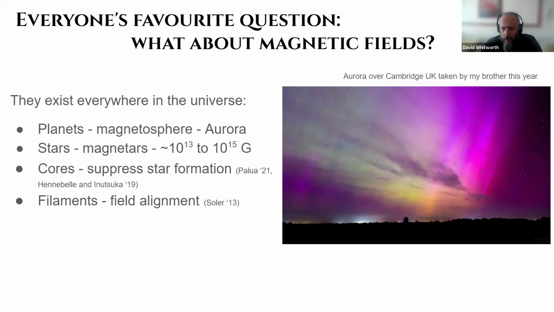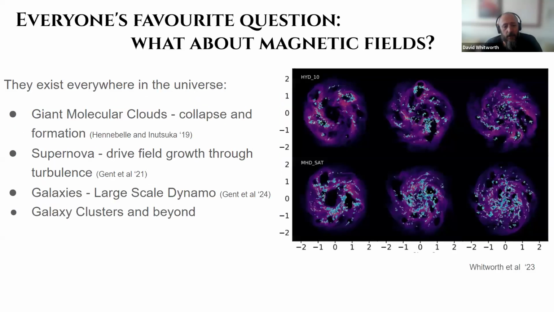But they exist everywhere in the universe. We've got planets, stars, cores, filaments. We get these amazing pictures from aurora that happen. And then from there, they go up to giant molecular clouds. We get supernova remnants, galaxies with the large-scale dynamo, clusters and beyond. So magnetic fields are ubiquitous. We find them everywhere. So it's important that we understand them and where they come from and how they affect galaxy evolution, star formation, and the like.